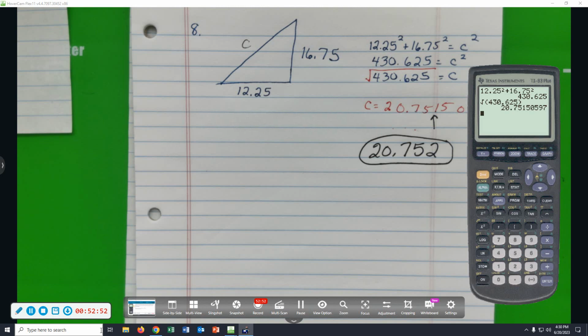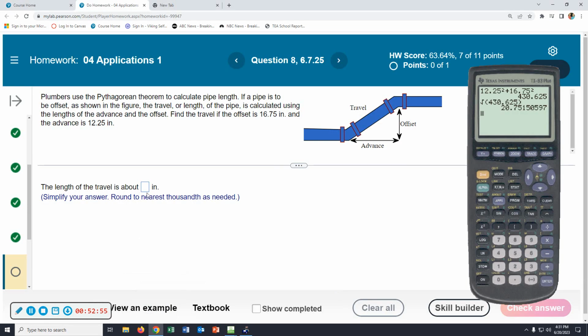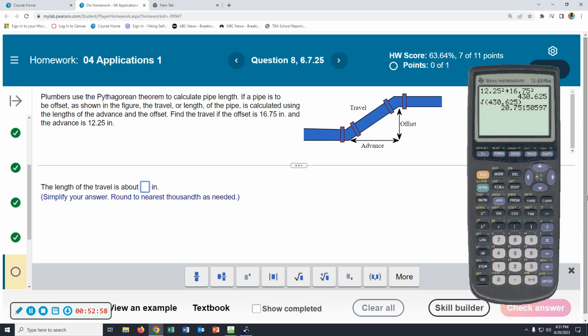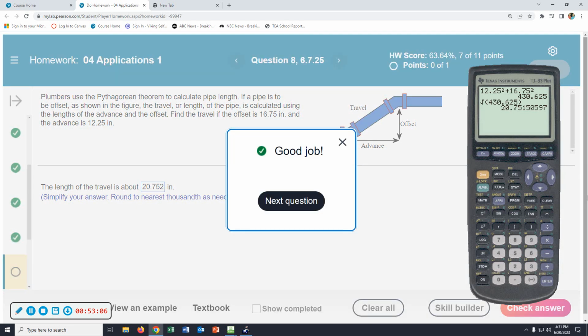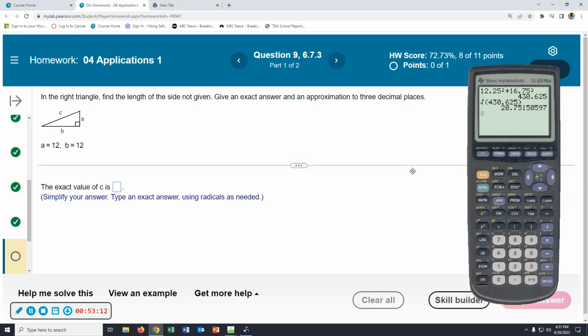Let me see. Rounding to the nearest thousandth, 20.752. Check it. Okay. Are you getting the hang of this, the Pythagorean Theorem? This is just a straightforward one: here's a, here's b, find c. Well, how did this one get in here?